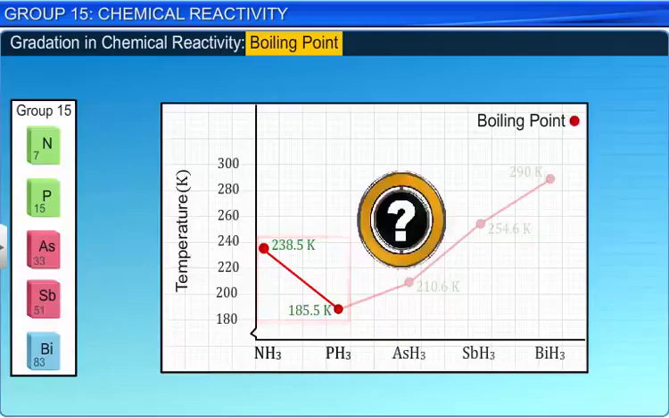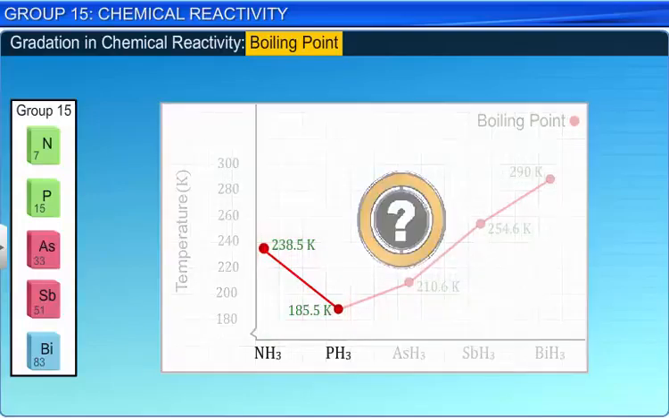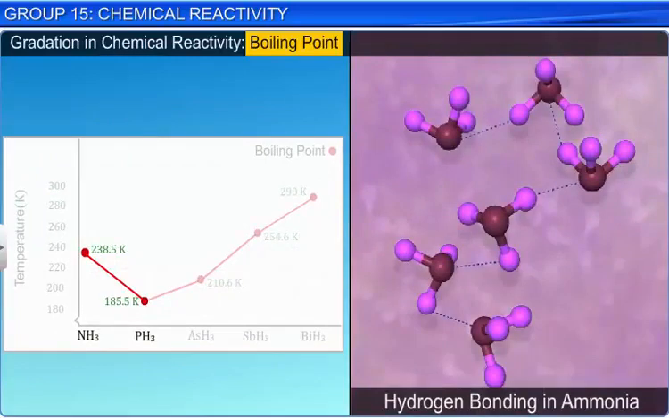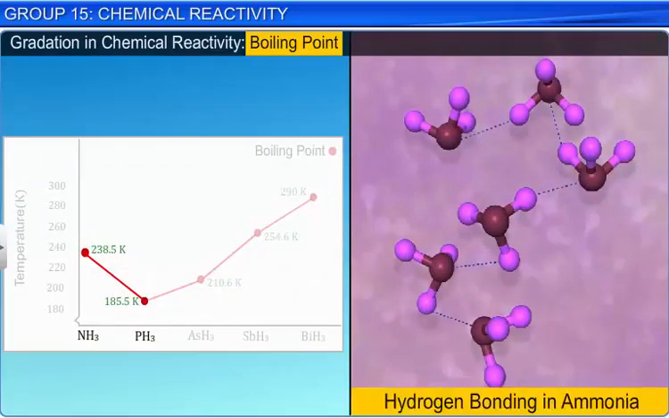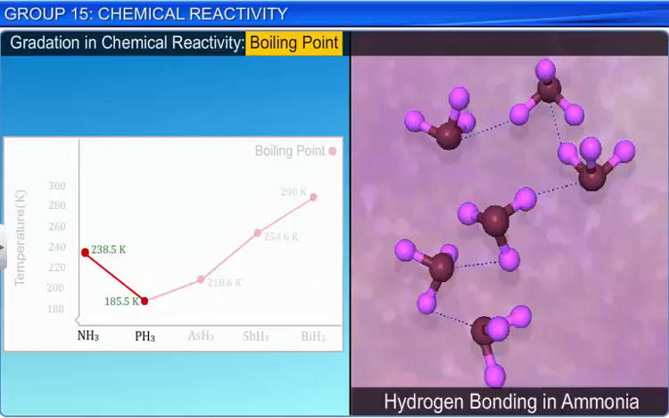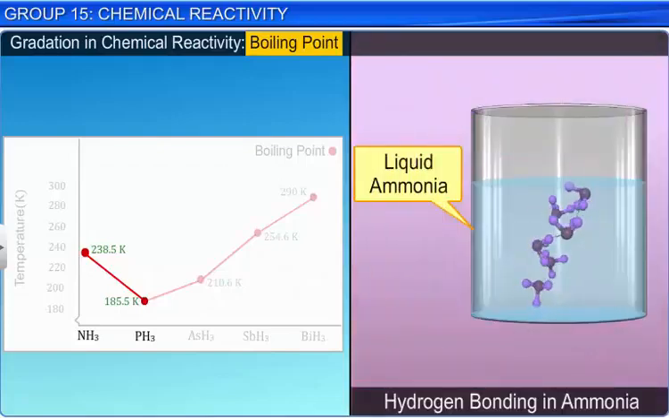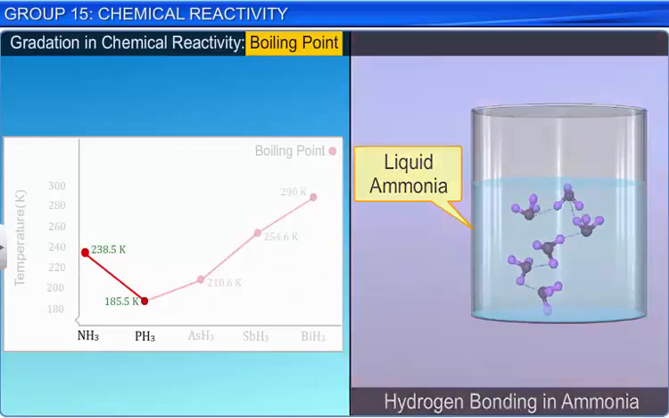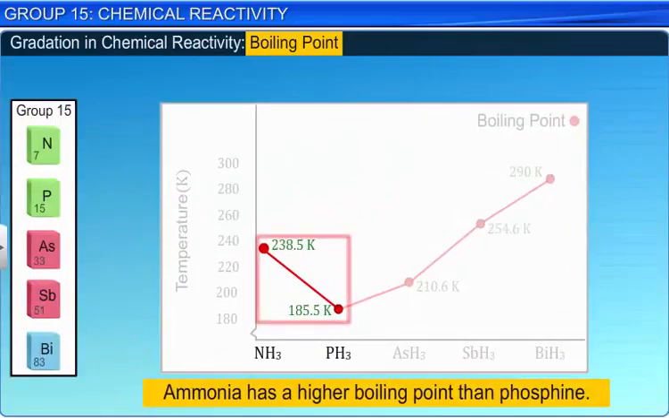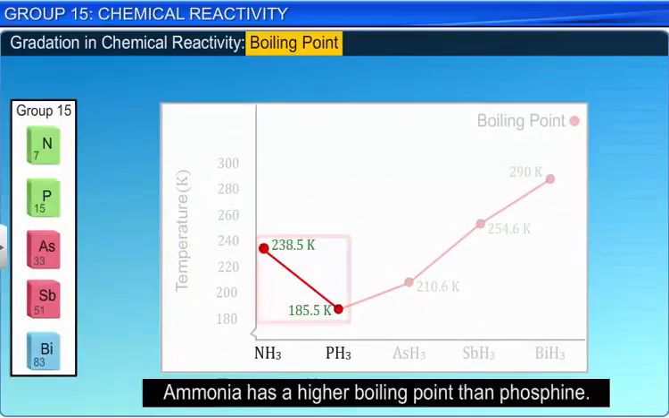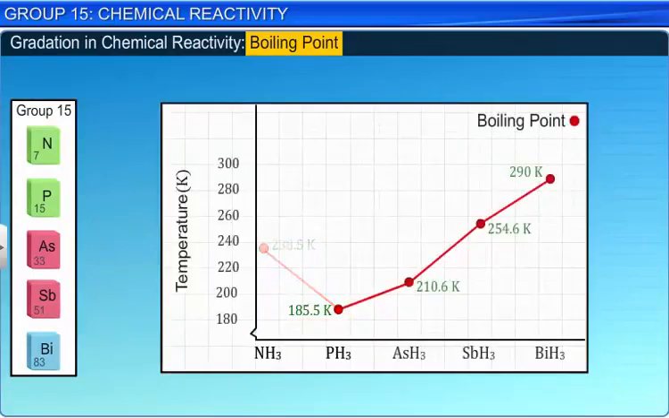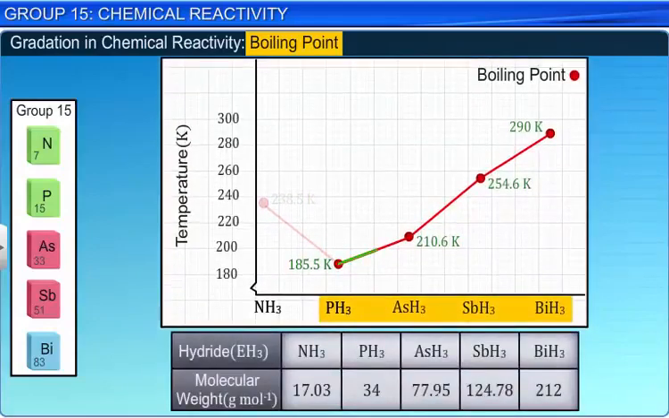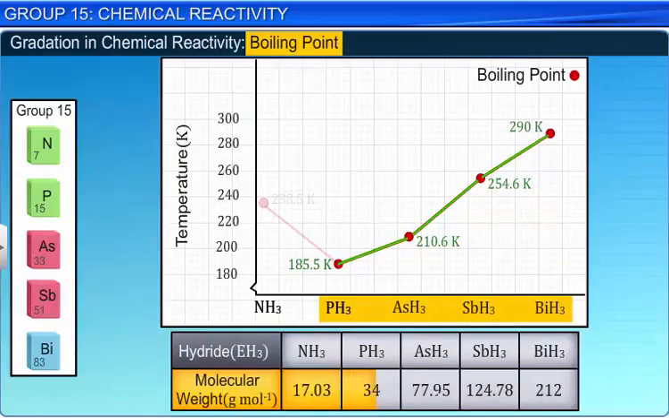How do you account for this? It is because of the presence of intermolecular hydrogen bonding in case of ammonia. In other words, as ammonia molecules are associated through hydrogen bonding in liquid state, it has a higher boiling point than phosphine. Further, as we move down the group from phosphine to bismuthine, the increase in boiling point is attributed to the increase in their molecular weights. Note that the same trend is observed for their melting points.